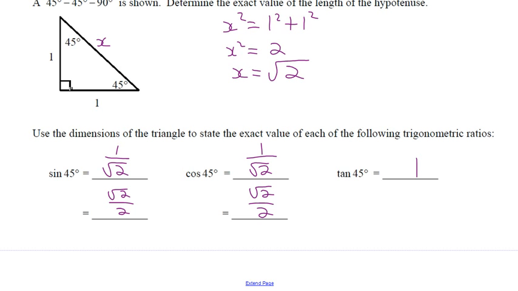So we now have exact values for 45 degrees, right? We know exactly what the sine of 45 degrees is, the cosine of 45 degrees, and the tangent of 45 degrees. So these are exact values, and you're responsible for knowing them.